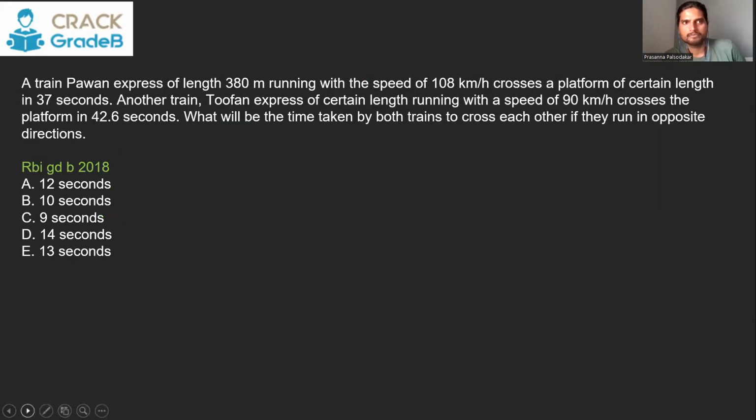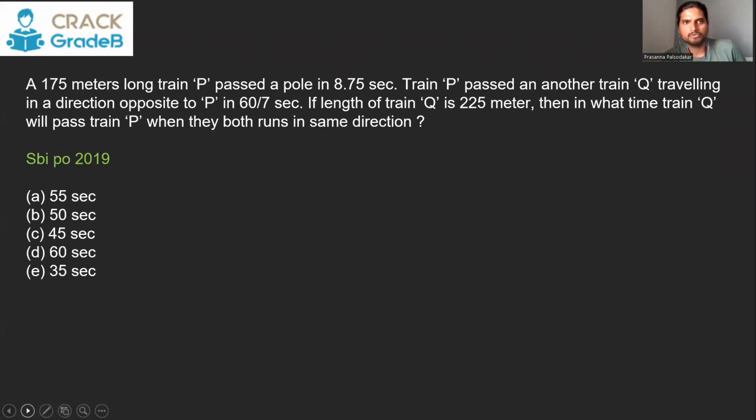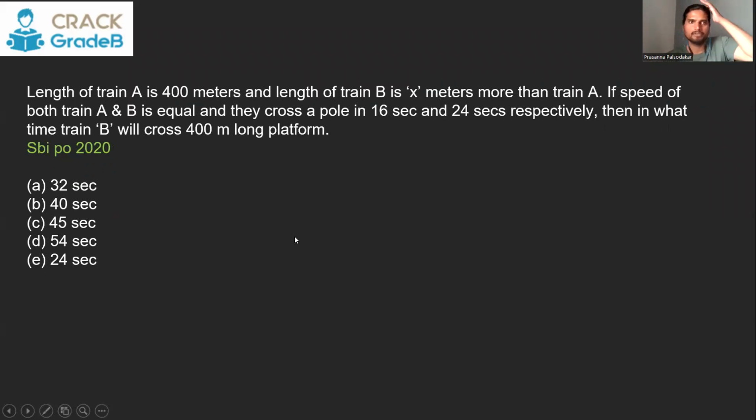Let's start with some easy questions, then we'll go to the RBI level questions. Okay, we'll come back to these questions later. First, let's see this one. It's an SBI question.